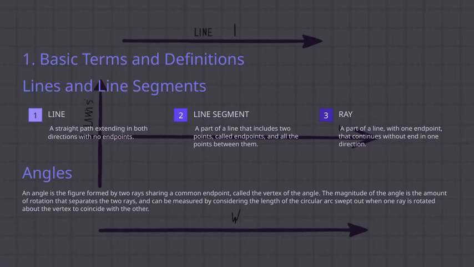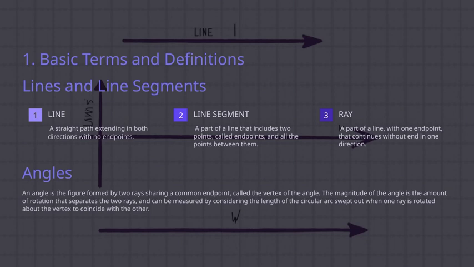Let's start by talking about what a line is. A line is a straight path that extends infinitely in both directions, meaning it has no endpoints. Imagine drawing a straight line that just keeps going and going without stopping. That's what a line is.